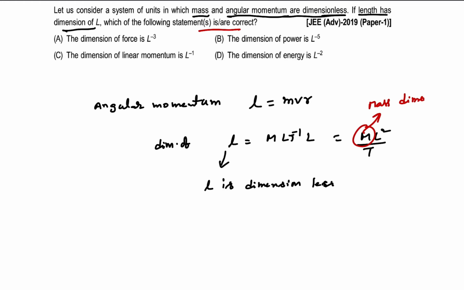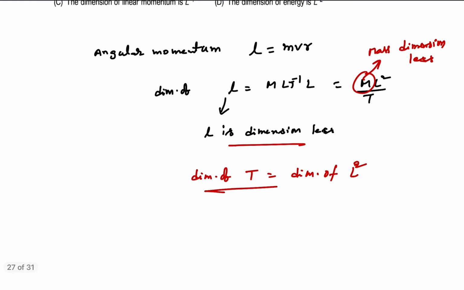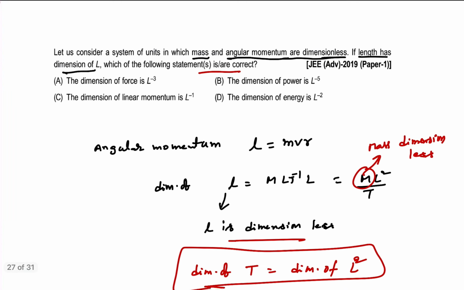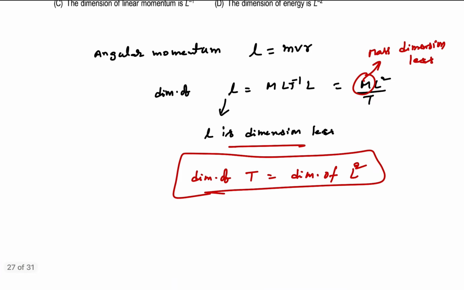similarly, mass is dimensionless. If mass is dimensionless and L is dimensionless, so we can write dimension of t is equal to dimension of L square. Observe this carefully. Dimension of t is equal to dimension of L square for this question.